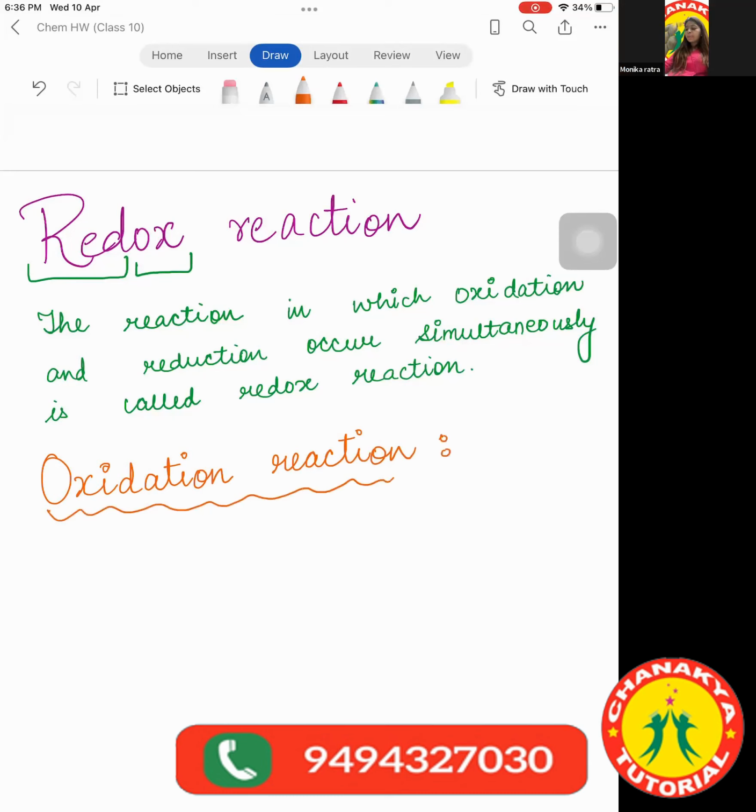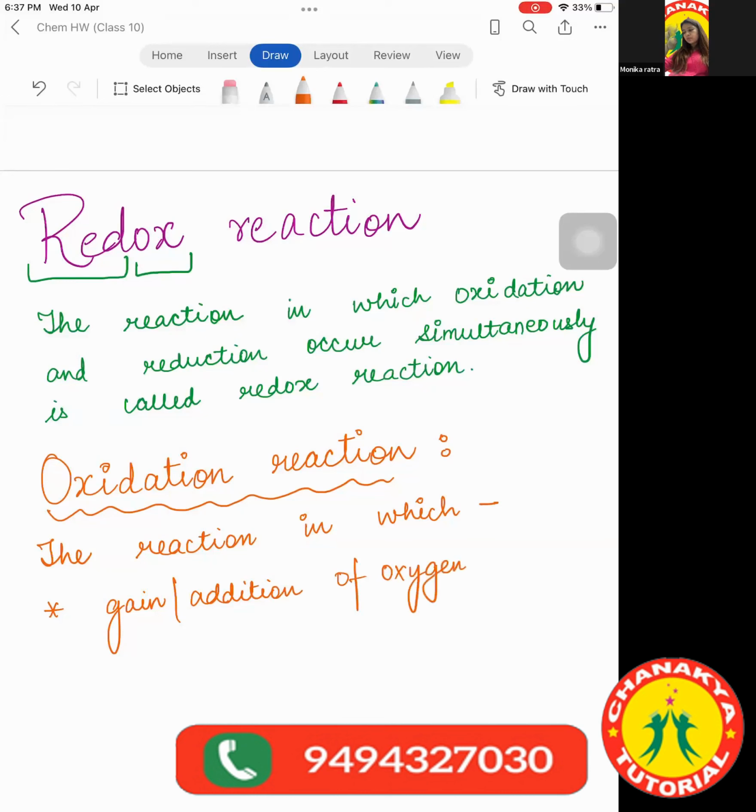Oxidation reaction: the reaction in which there are two possibilities. Either of them is going to happen in the case of an oxidation reaction. Either the gain or addition, any word you can write, addition of oxygen takes place, or the other thing would be the reaction in which the loss or removal of hydrogen gas takes place.